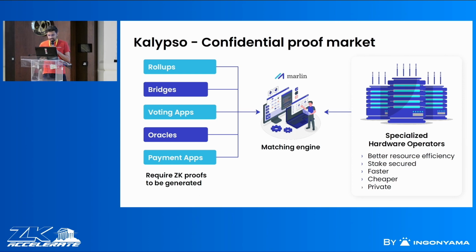It's structured as a marketplace today. On one side, you have all the applications that require ZK proofs to be generated, for example, roll-ups and all the end user applications. And on the other side, we have a hardware network that has much better utilization of resources. It's stake secured, so you get guarantees on response and uptime and all that. And it's way faster because they can afford specialized hardware that's amortized over the entire proving set.